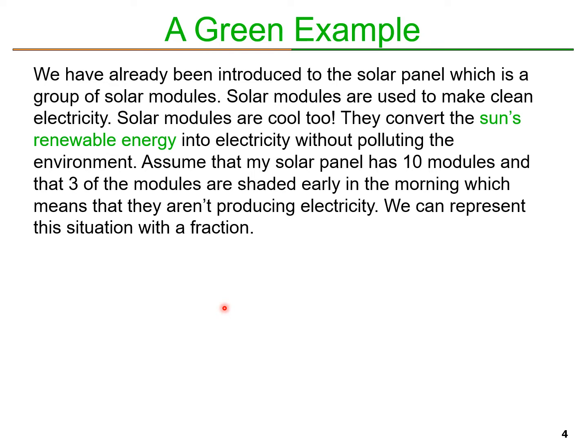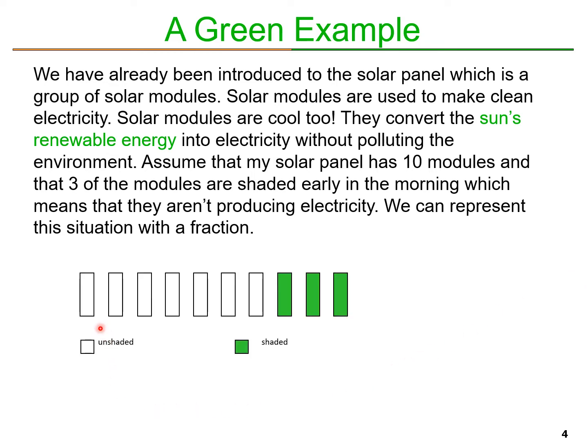Okay, let's assume that my solar panel has 10 modules and that 3 of the modules are shaded early in the morning. The fact that they are shaded means that they are not producing electricity, because they need to have the sunlight in order to produce the electricity. So we're going to represent this situation with a fraction. Here we have 1, 2, 3, 4, 5, 6, 7, 8, 9, 10 modules. The unshaded modules are the ones that are not shaded in with green. The shaded modules are these 3 here that are shaded in with green.